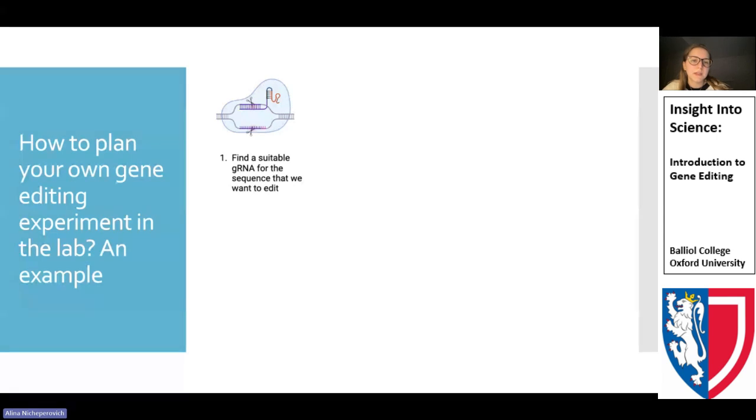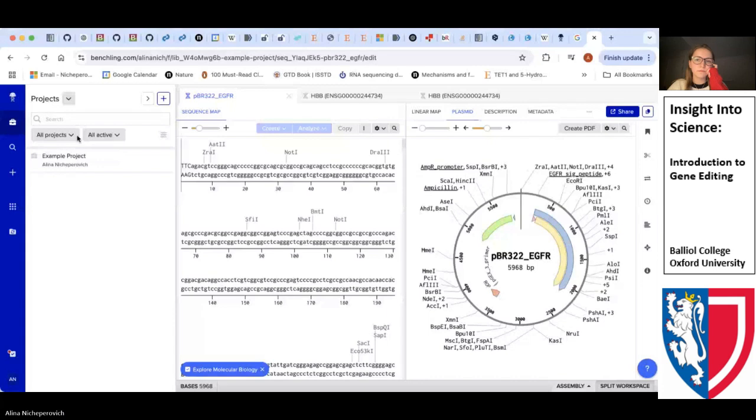And so the first step in this experiment, assuming that you have a lot of resources and already have the cells and all the kits in your lab, is to find a suitable guide RNA for the sequence that we want to edit. And for this, what I wanted to show you is how to use a website called Benchling. So this is what Benchling looks like as you create an account and log in. And the website itself also has quite a few helpful tutorials that you can follow if you want to check it out for yourself.